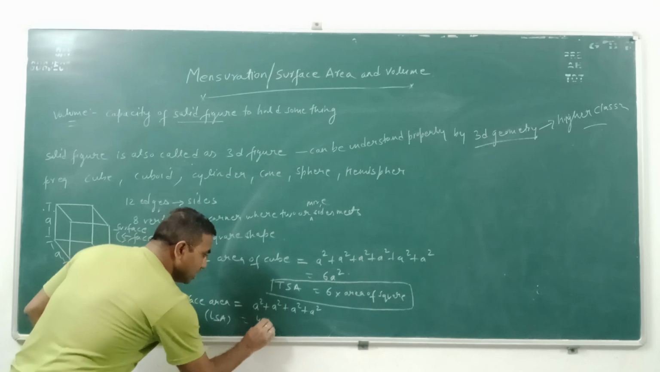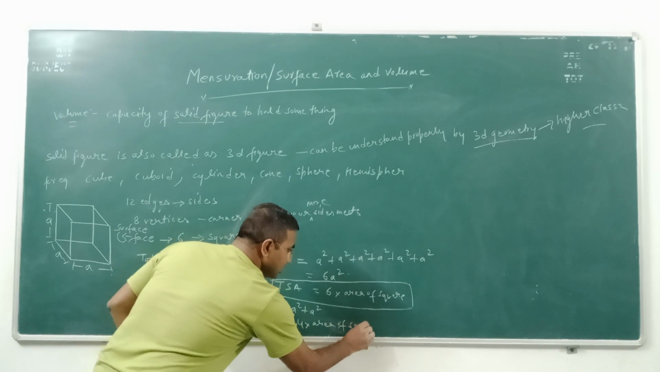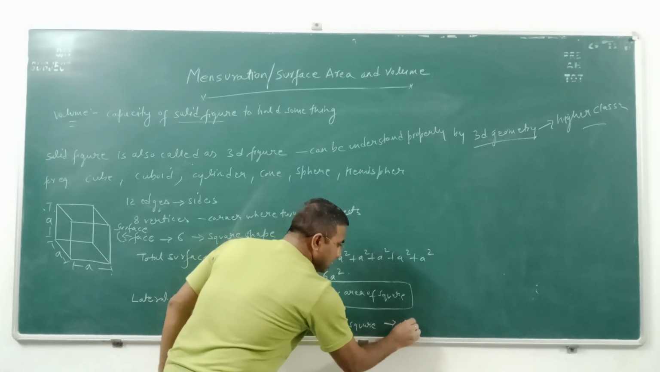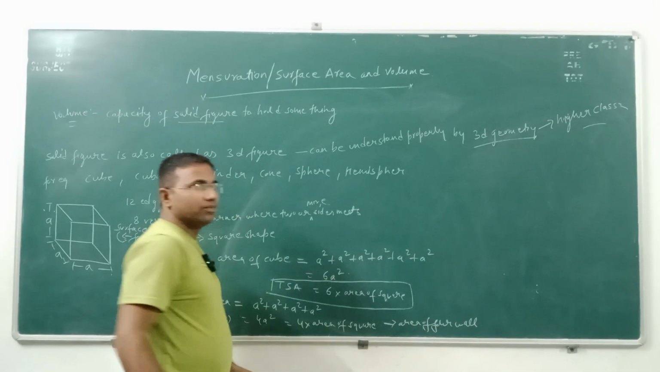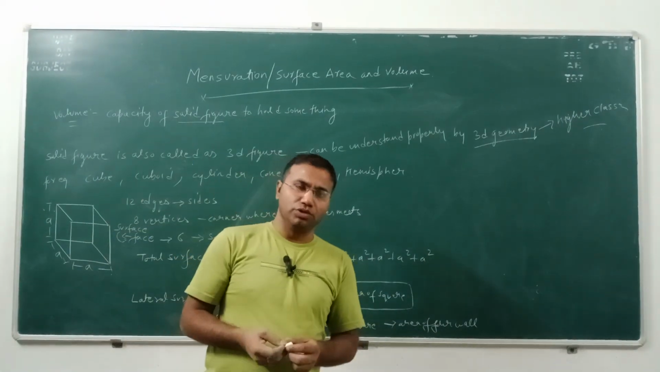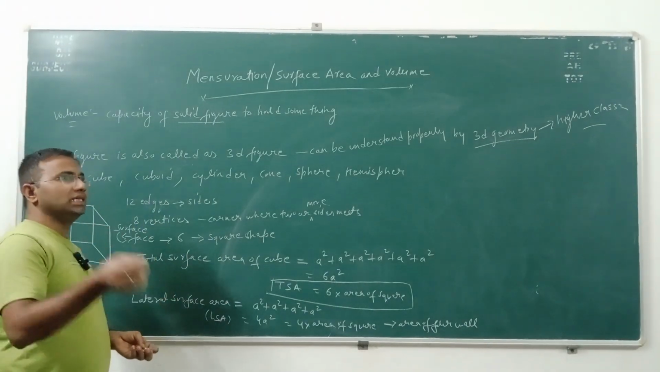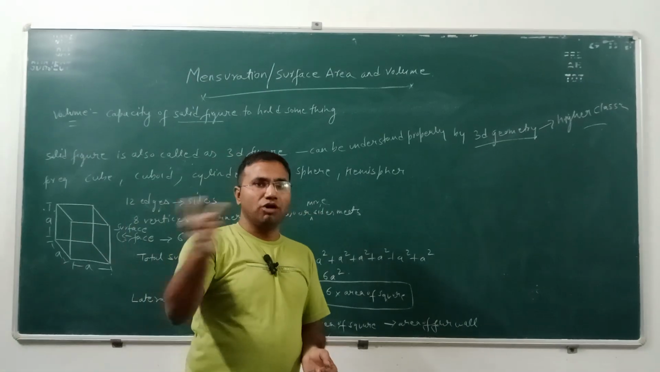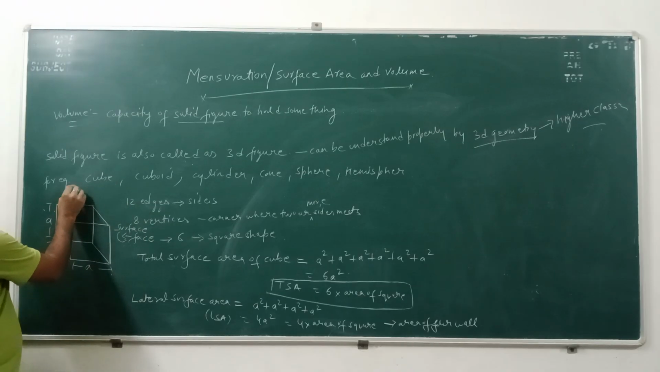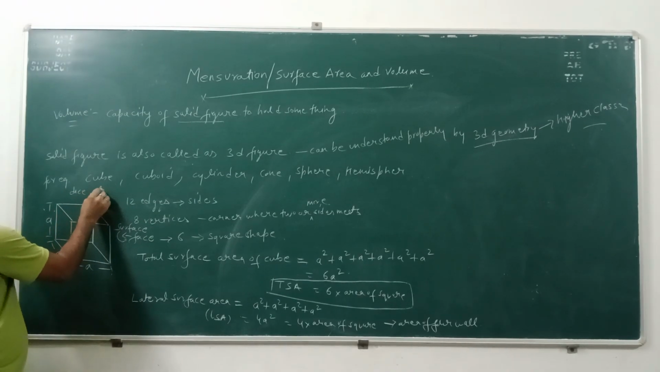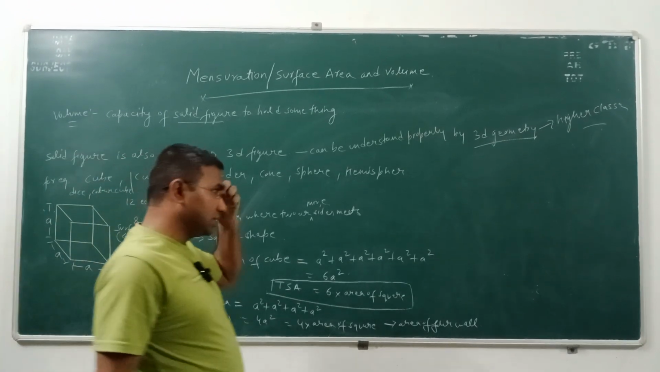Then this can be written as 4a square, or 4 into area of square, and this is also called area of four wall. Suppose your room is in the shape of a cube and you have to find the area of four walls of your room. Then how will you calculate? In this way you will calculate. And a cube example is what? A dice or a color cube. So see here, in this way you will calculate the lateral surface area.